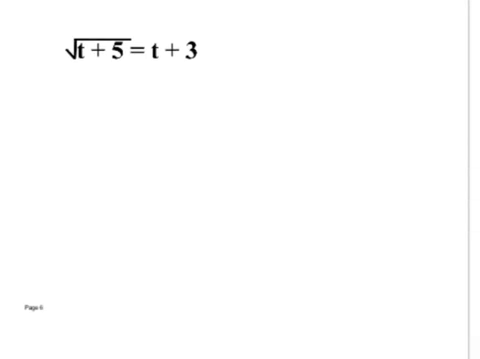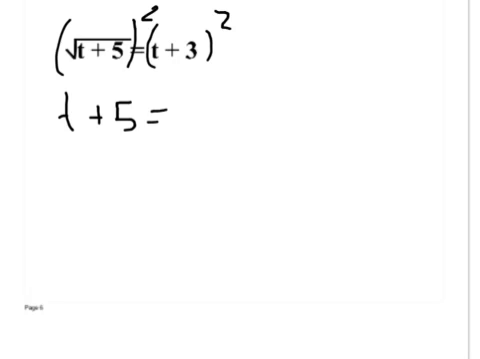Okay, so here's this problem. Square root of t plus 5 equals t plus 3. What do I need to do? Square both sides. What's the square root of t plus 5 squared? T plus 5. And t plus 3 squared.